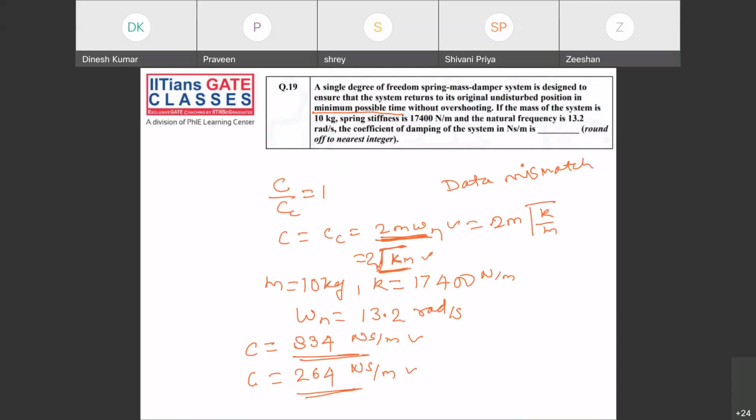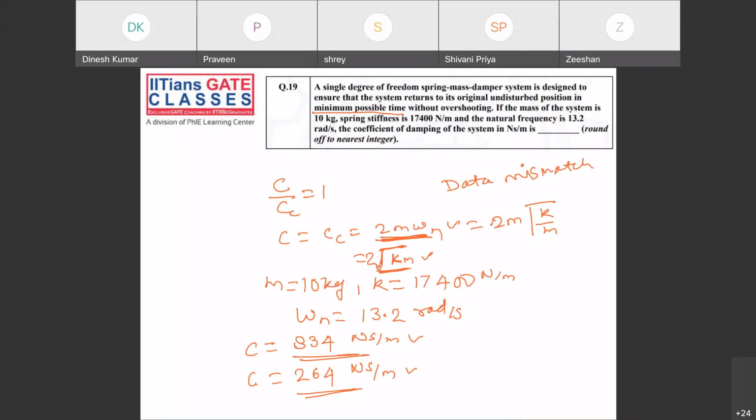See, that's what I have told now. In the previous question, they have mentioned minimum possible time. So minimum possible time is only for critical damping. If you put more damping, your response will be more sluggish. I have given this statement in the notes. You can check. If your damping is more than critical damping, it will take more time to return to original position. So it is already written clearly in that statement.